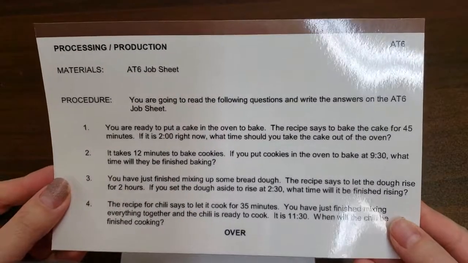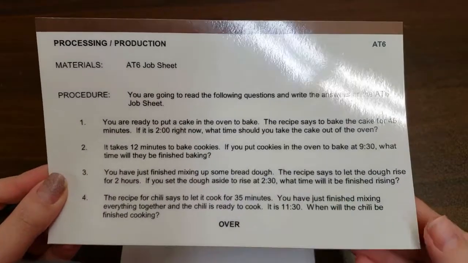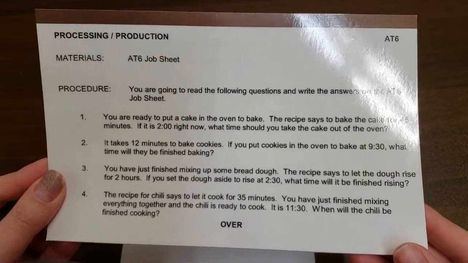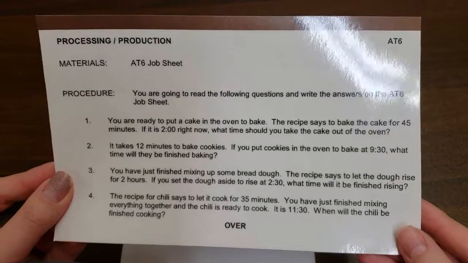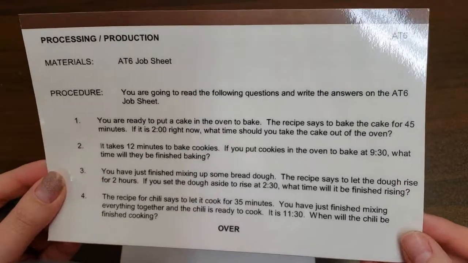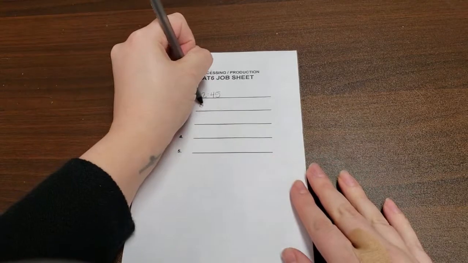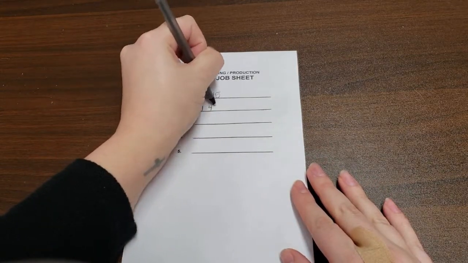Number 2. If it takes 12 minutes to bake cookies, and you put the cookies in the oven to bake at 9:30, what time will they be finished baking? Add 12 minutes to the 9:30. You get 9:42.